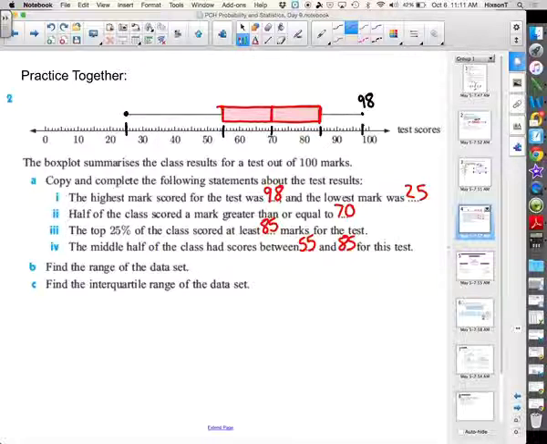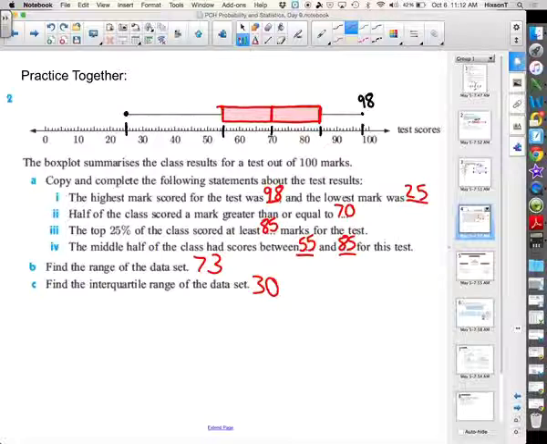Now, what is our range? 73. 98 minus 25. The max minus the min. We've got 73. And then what's the IQR? 30. Okay? 85 minus 55. We've got 30.